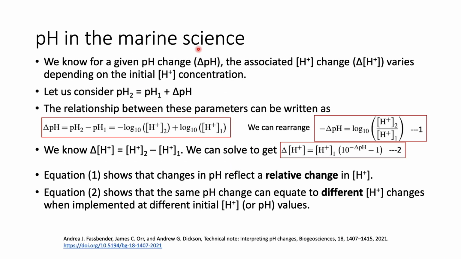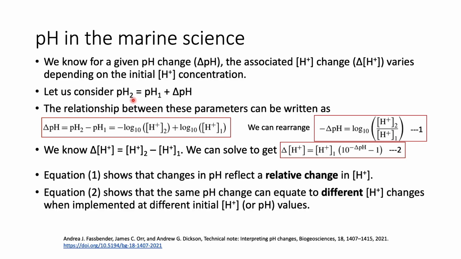Continuing with pH in marine science, we know that for a given pH change, delta pH, the associated H plus ion change varies depending on the initial H plus ion concentration. This is what we had seen. If the pH is 7.5, it will have a particular H plus ion concentration as the initial hydrogen ion concentration. That is a very crucial factor for our studies.